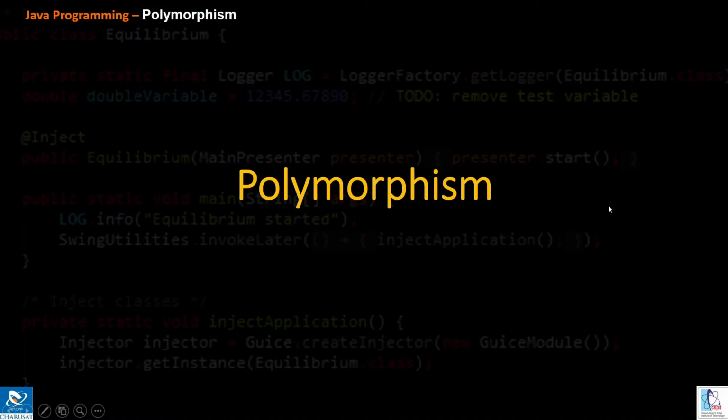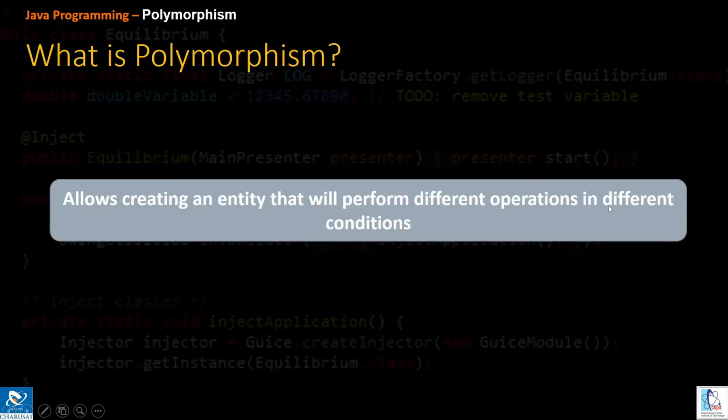Okay, friends, in this session, we are going to see another important concept of object oriented programming that is known as polymorphism. So, what is polymorphism? Polymorphism allows us to create an entity that will perform different operations in different conditions. Let me explain with the help of an example.